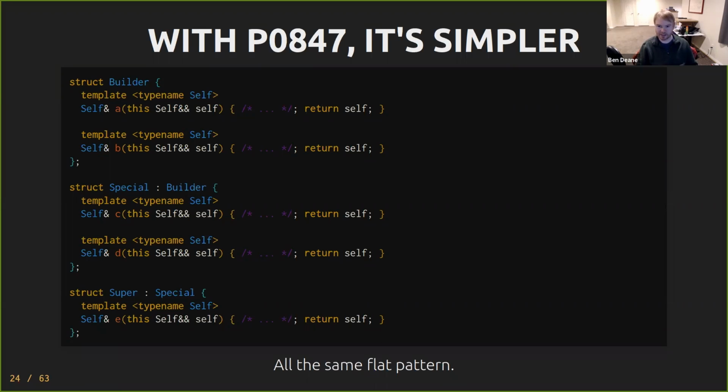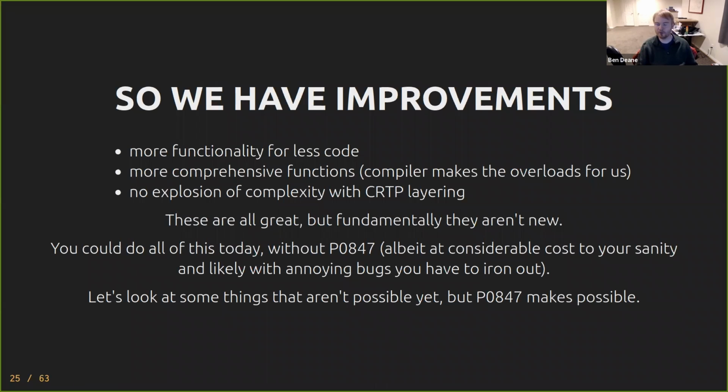Okay, so the improvements we've seen so far. First of all, more functionality for less code. Like that one getter replaces 3, maybe 4 getters. The compiler synthesizes it for exactly the right types that you need. You get that, and because of that, you get sort of more comprehensive coverage, right?